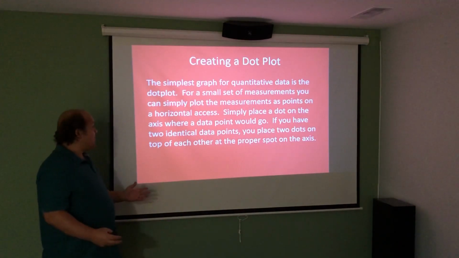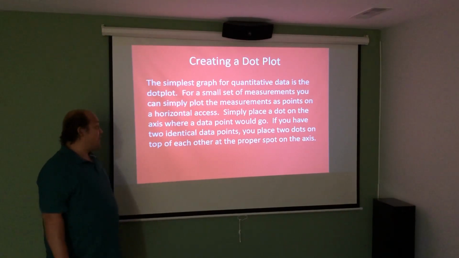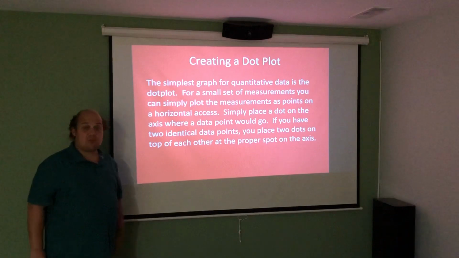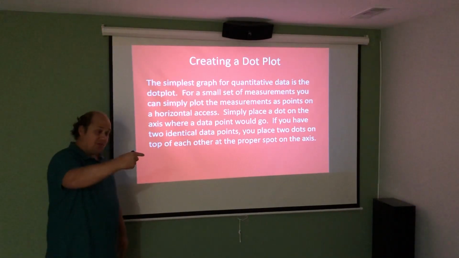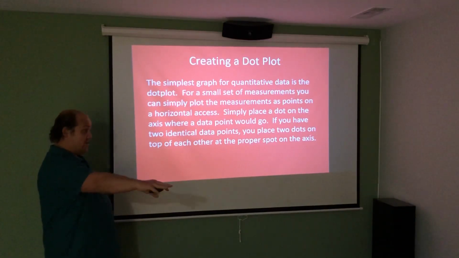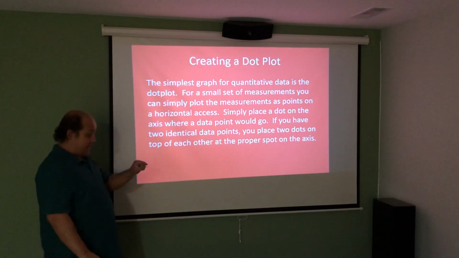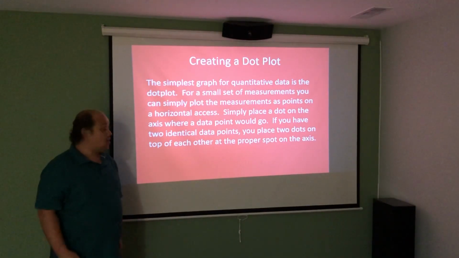Basically, you take a small set of measurements, you put the measurements as points on a horizontal axis. Every time that the measurement occurs, you put a dot. If there's another measurement at the same spot, you put another dot on top of it. So the axis tells you whatever you're measuring, and then how many dots high it is tells you how many times that measurement occurred.